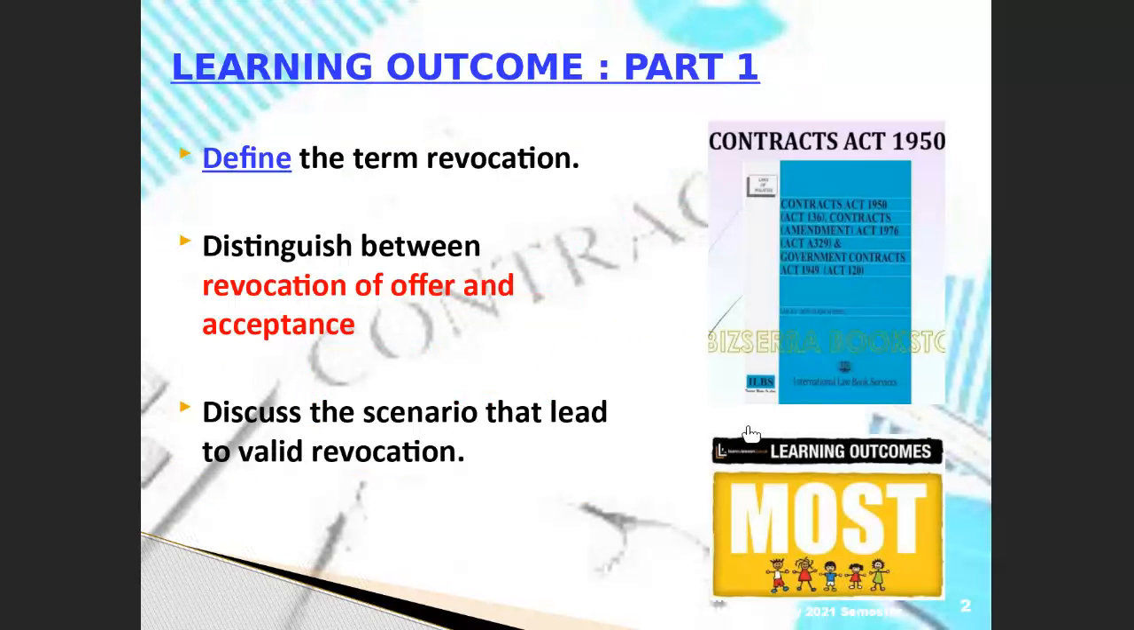Okay, look at the learning outcome. For this lecture, we are going to look at the terminology of the revocation, how the revocation can be carried out, what the methods are. Okay, and then after that, you must be able to distinguish the scenario that leads you to make the revocation of offer and acceptance. Then discuss a scenario that leads to a valid revocation. The last part of this lecture, we are going to look at certain examples, and there are a few exercises that you can see regarding the revocation. Okay, let's see the next one.